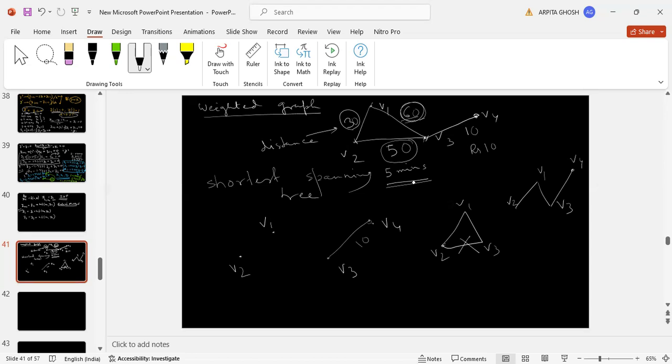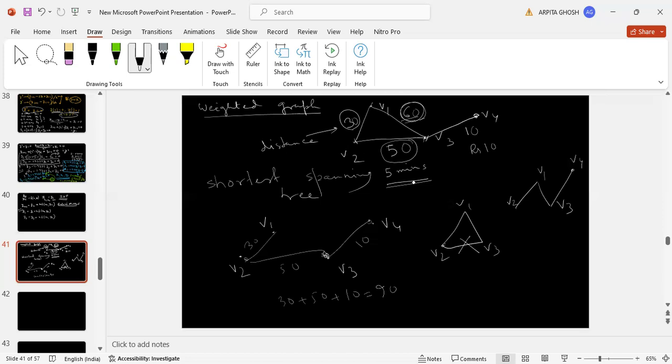Then either we may go along this route, V1 to V2, then V2 to V3. Either we may use this path. That will cost 30 plus 50. That means 30 plus 50 plus 10 equal to 90 units. That is one way by which we can find the shortest spanning tree.